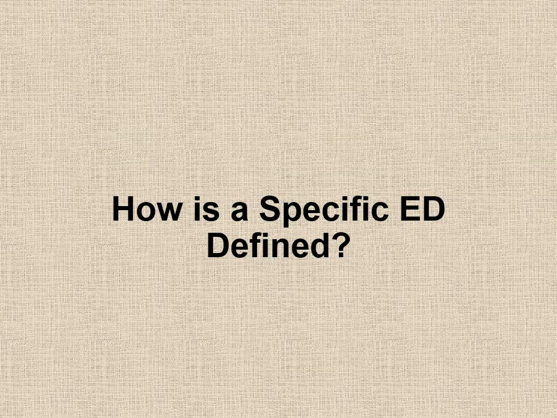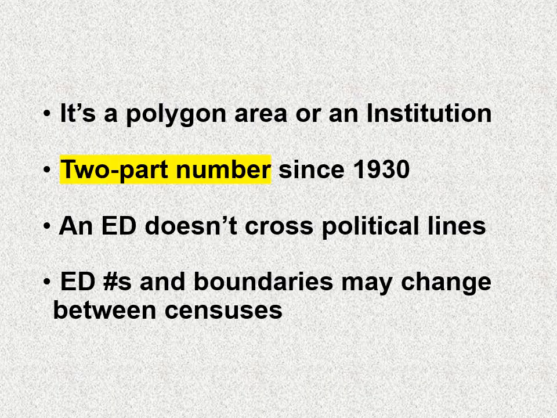So how is a specific ED defined? Well, it's usually a polygon area. It could be an institution, which might be an apartment complex within a larger ED. It could be a prison. It's a 2-part number that's important since 1930. An ED doesn't cross political lines. It doesn't straddle city limits or ward lines. And it may change. The area may have a different ED number, and that ED could have different boundaries between census years.